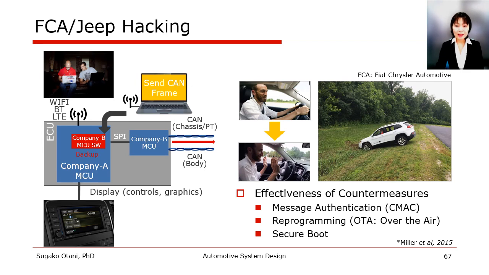Company B's MCU controlled the vehicle via CAN. The car was designed to be able to communicate with the outside world via Company A's MCU. This was the entry point for hacking. Hackers found that the software of Company B's MCU was backed up on Company A's MCU, so they replaced this backup software and updated Company B's MCU software. This allowed people to remotely control the car through the network.